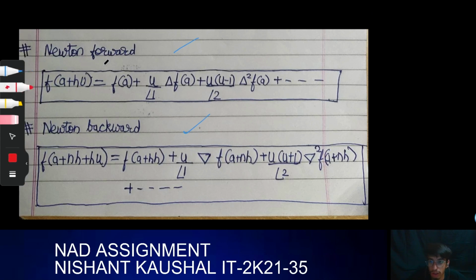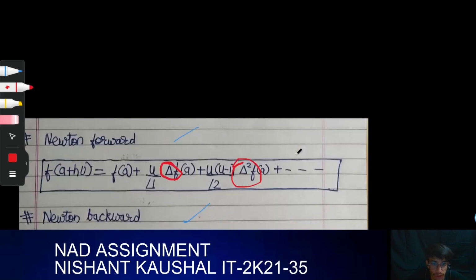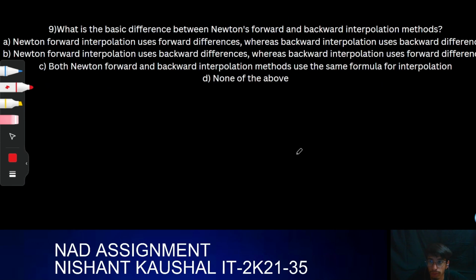In Newton forward interpolation, we use what? The forward difference operator, right? Here you can see it. And in Newton backward, we use nabla, which is the Newton backward operator, right? So what will be the correct option? Forward uses forward difference, right? And backward uses backward difference, right? So the answer will be A.